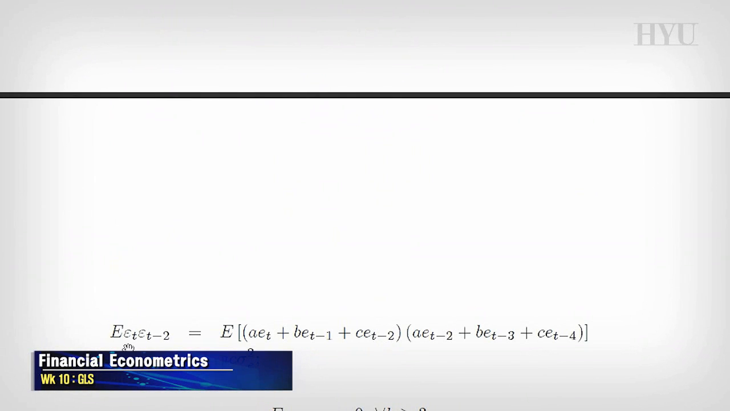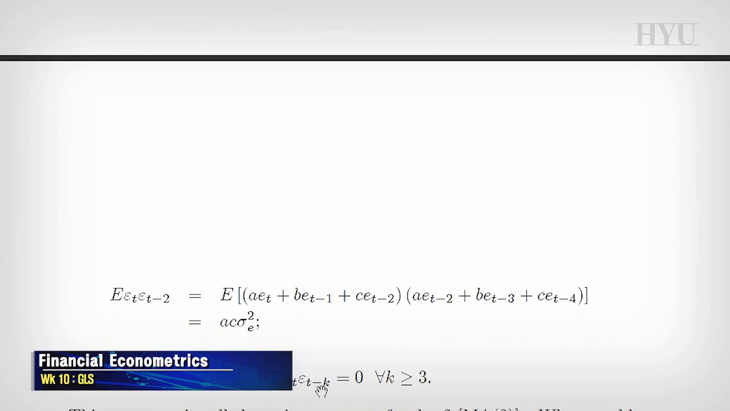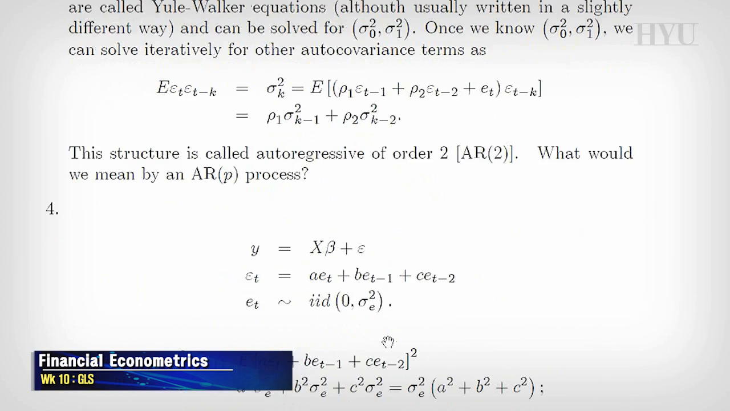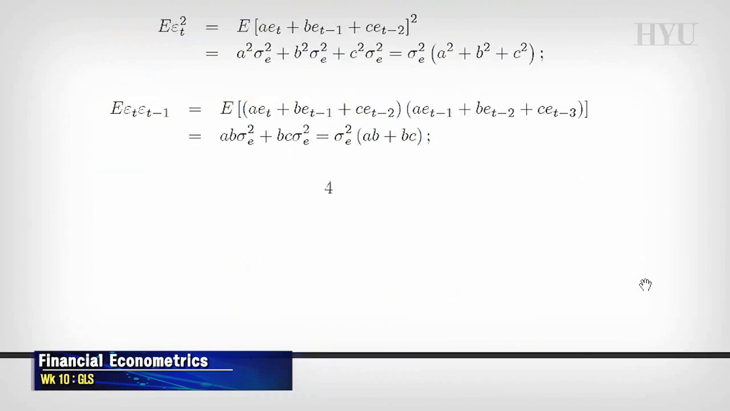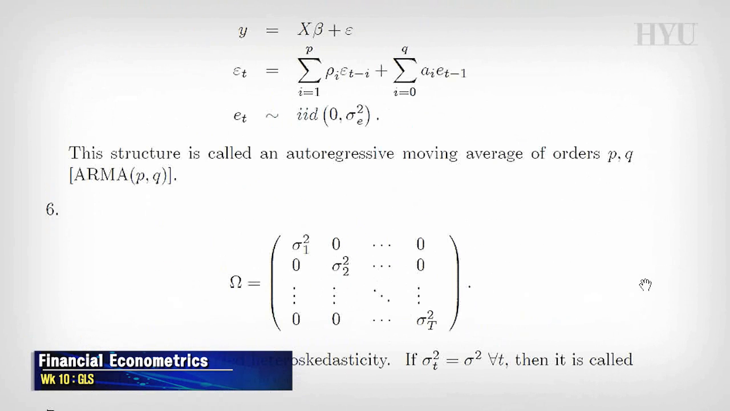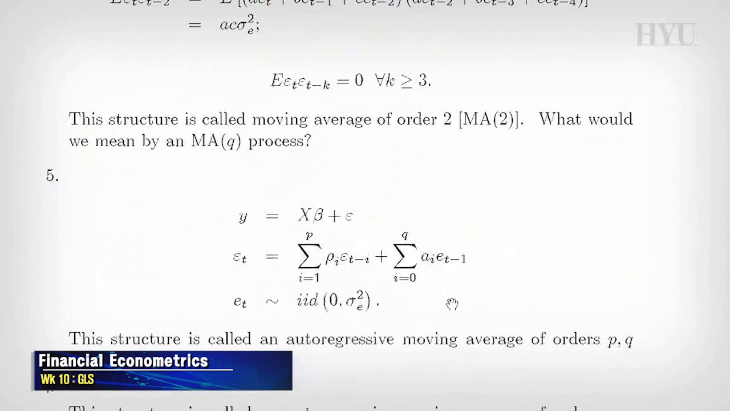And if we calculate for epsilon t minus 2, we have this. And for all k greater than 2, we will have 0. Okay. And this structure is called moving average of order 2. What would we mean by moving average of order q? It is straightforward: moving average up to order q means we will have terms up to epsilon t minus q. Any questions until now? Okay.